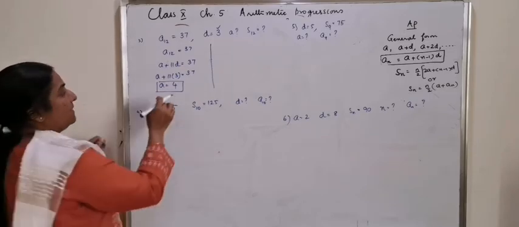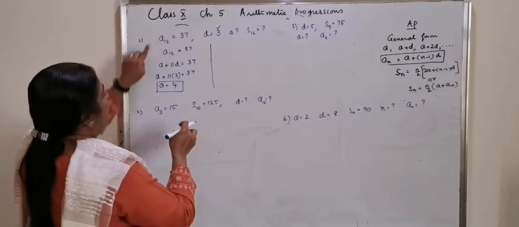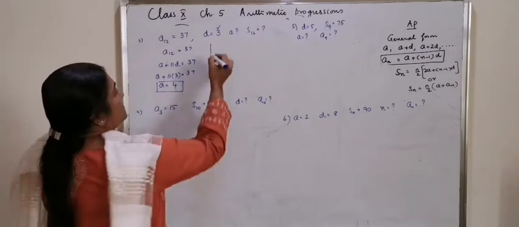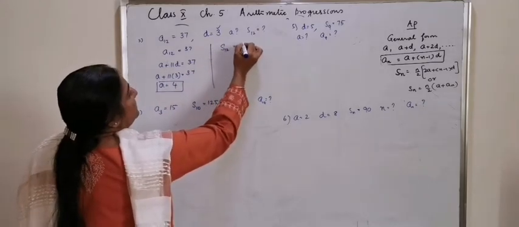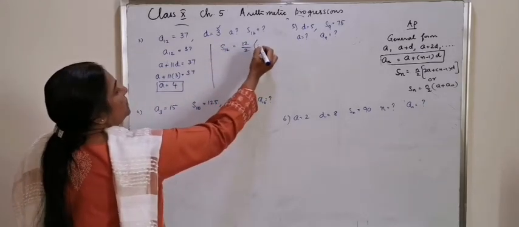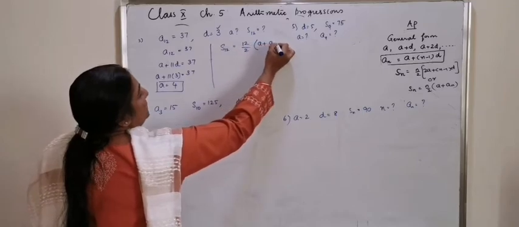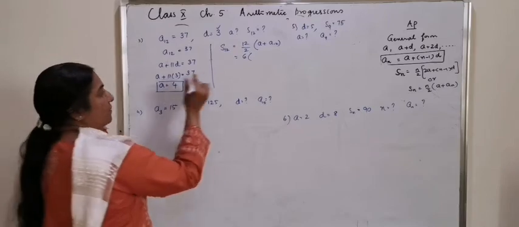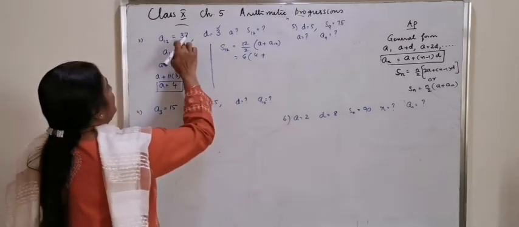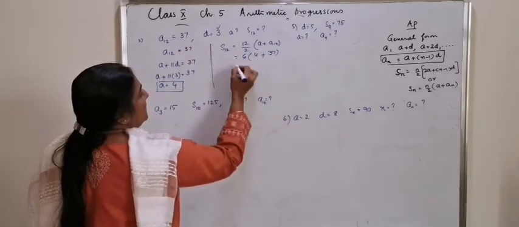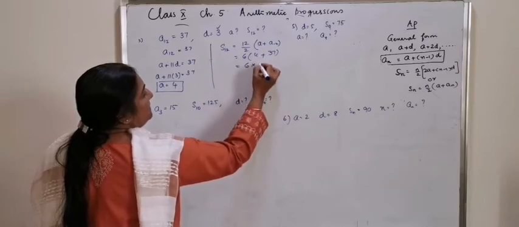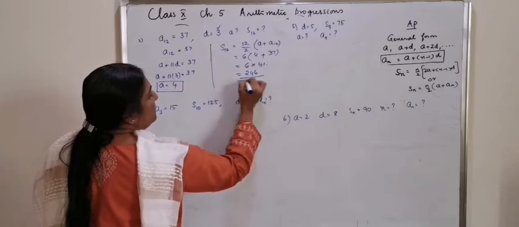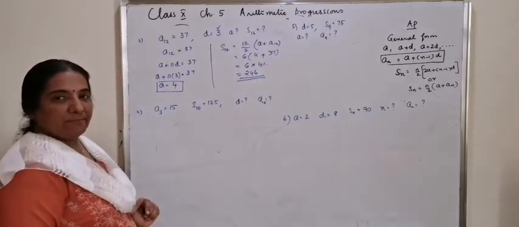And now you have A12, you have A, and they are asking you for S12. So S12 is equal to 12 by 2 into A plus A12, which is equal to 6 into, the value of A is 4 plus A12 is 37, or 6 into 41, which is 246.